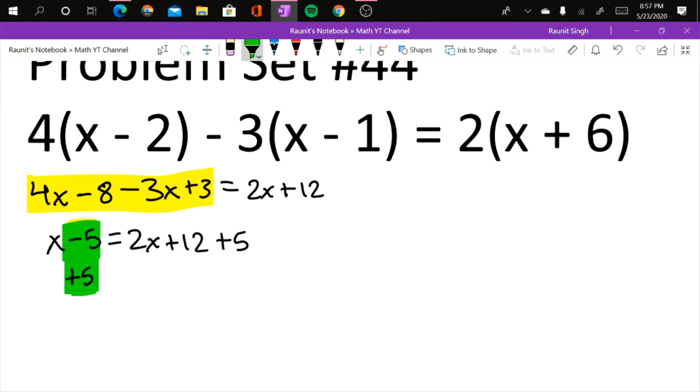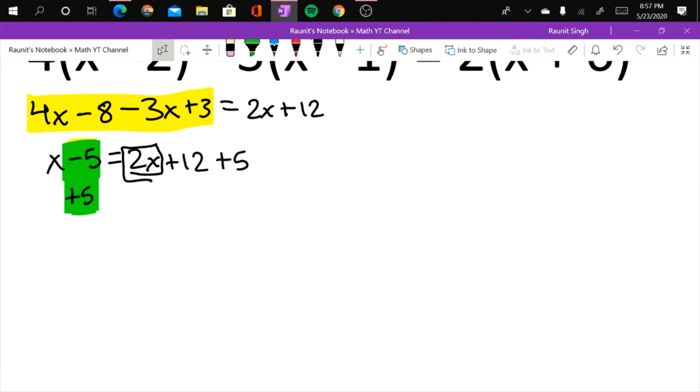And then we're also going to subtract 2x from both sides so that we can get rid of this 2x over here. So after we've done all that, we're going to have x minus 2x is equal to 12 plus 5, which is 17.